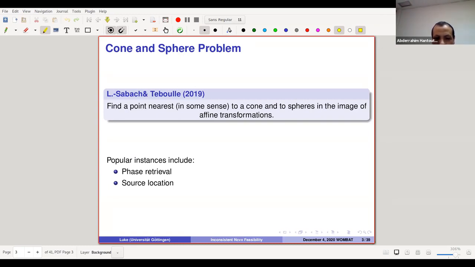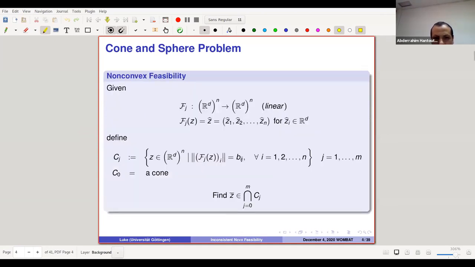In particular, phase retrieval is a problem that's been my bread and butter for many years, with lots of applications in X-ray physics and elsewhere. So what this model looks like: you've got a linear mapping here. I split the space up into an n-dimensional product space of d-dimensional subspaces, say. And this is a linear mapping.